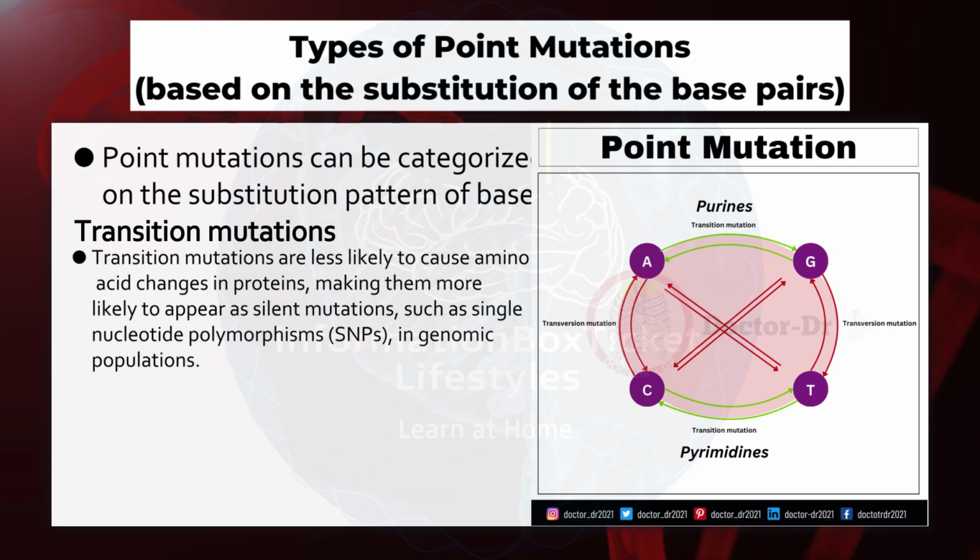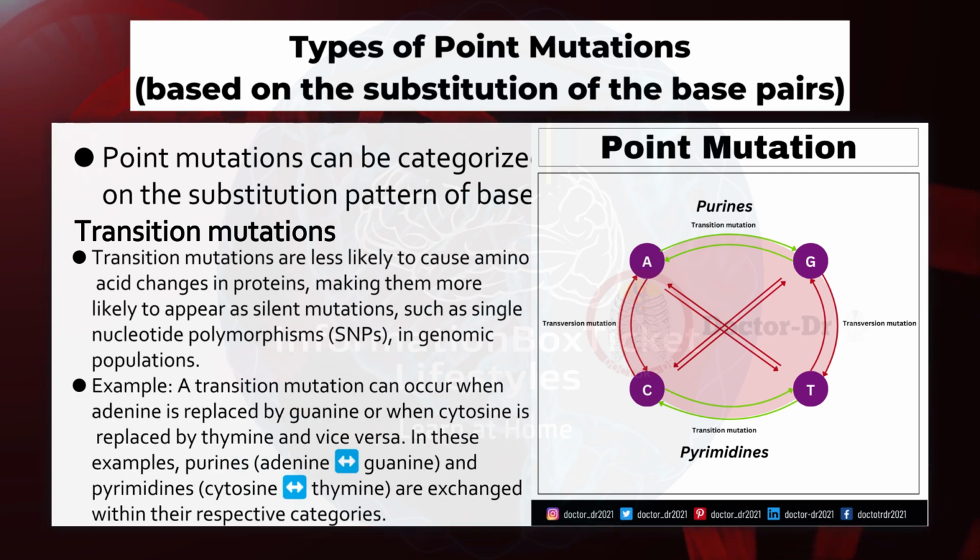Transition mutations are less likely to cause amino acid changes in proteins, making them more likely to appear as silent mutations, such as single nucleotide polymorphisms, SNPs, in genomic populations. Example: a transition mutation can occur when adenine is replaced by guanine or when cytosine is replaced by thymine and vice versa. In these examples, purines, adenine and guanine, and pyrimidines, cytosine and thymine, are exchanged within their respective categories.